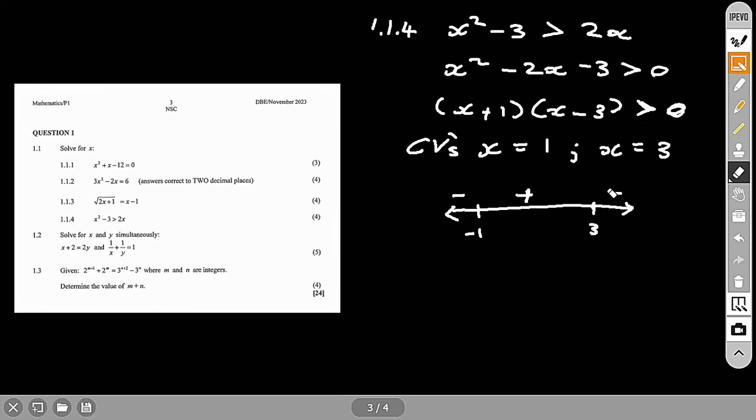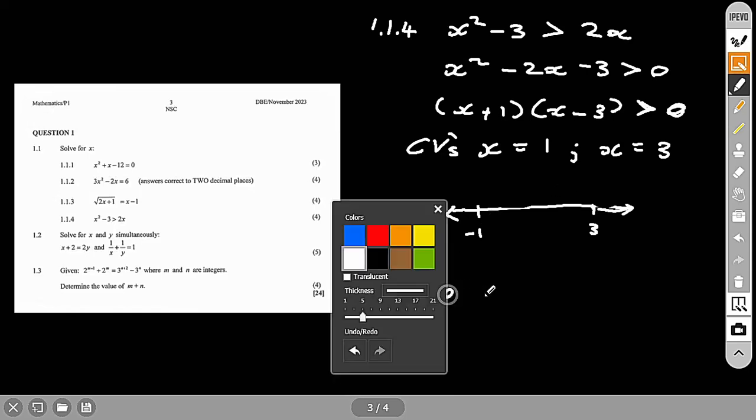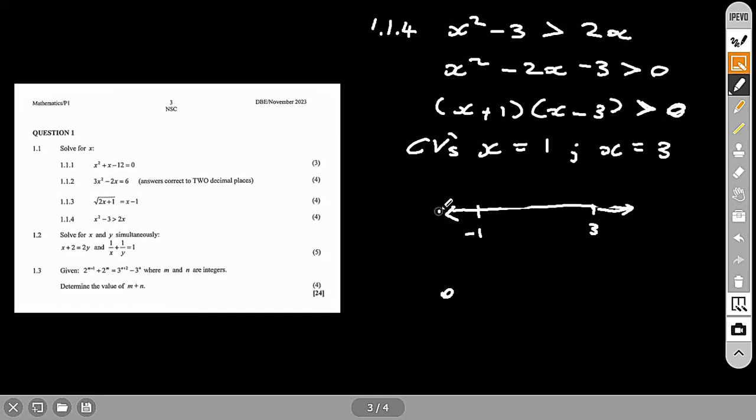So the next step is to check if we must have a shaded one or an open one. To check that, you check the sign. For shaded, it's always something like this: greater than or equal to, less than or equal to. For an open one, something like greater than or less than.